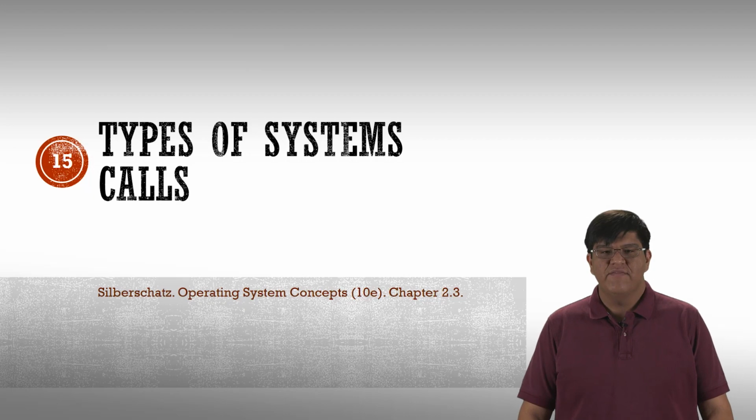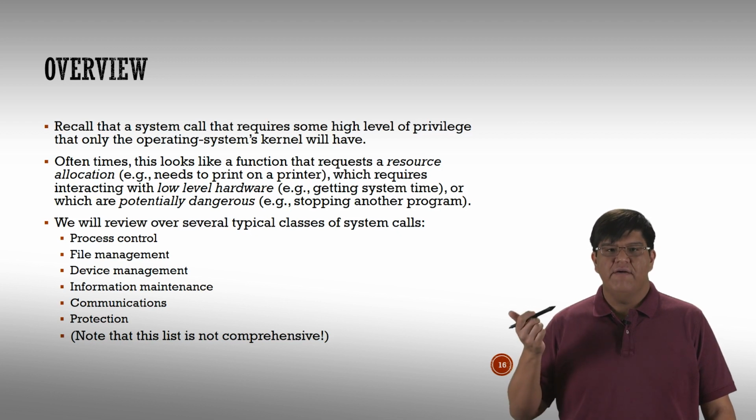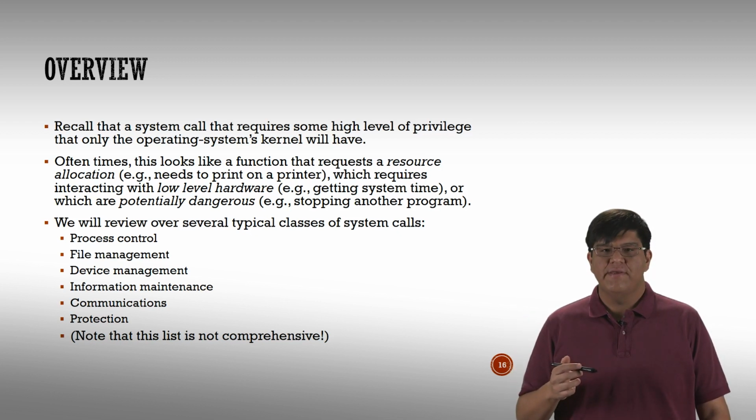Hey folks, in this video I want to start discussing the different types of system calls that are possible. So recall first of all the idea of a system call. A system call is basically some piece of functionality that requires a high level of privilege. It's something that maybe can go wrong, right? Something that only the OS should be able to do.